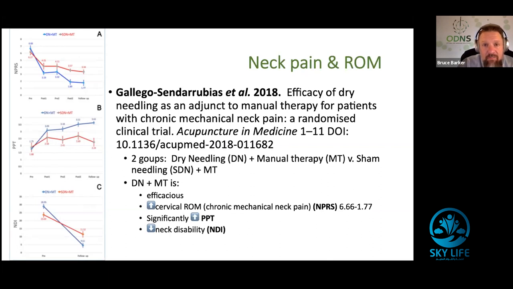Dry needling for neck pain, chronic mechanical neck pain patients, they will have less pain, better range of motion, and they'll feel happier about it. That's a win for physio. So that works for neck, that's great.